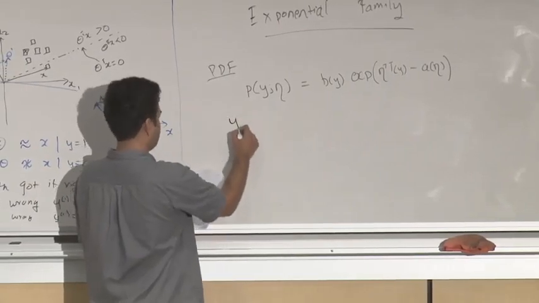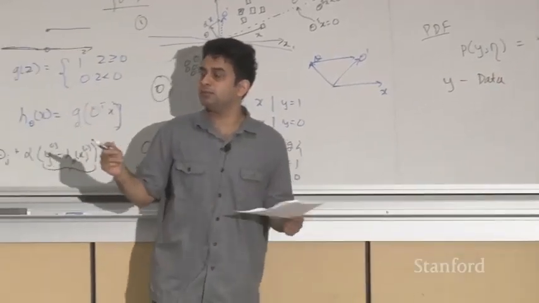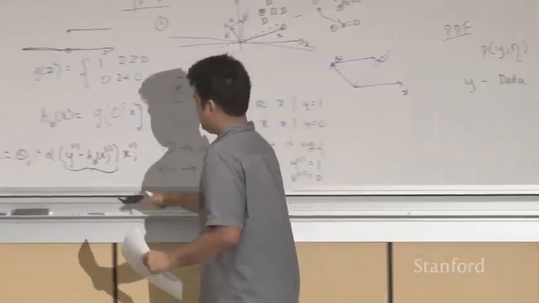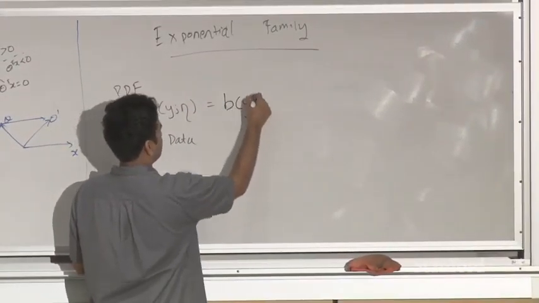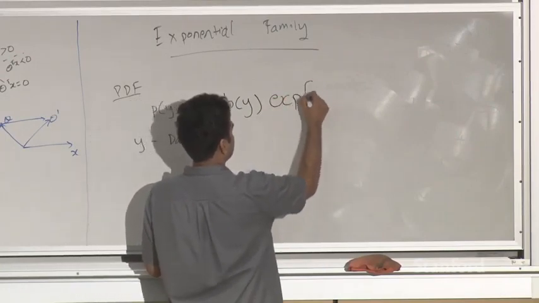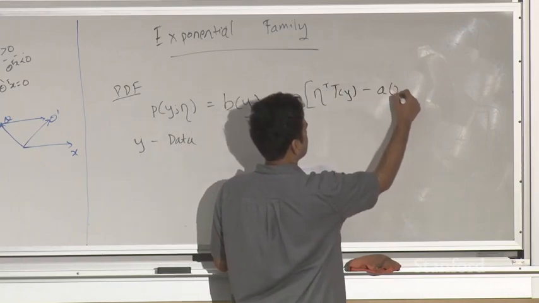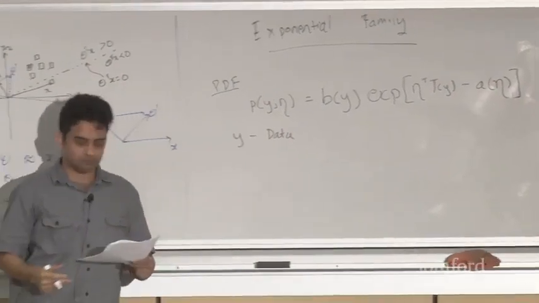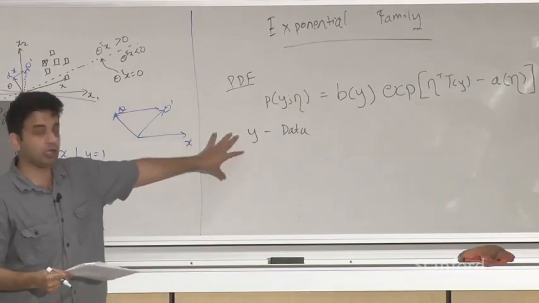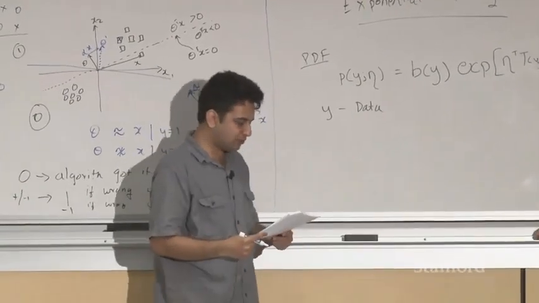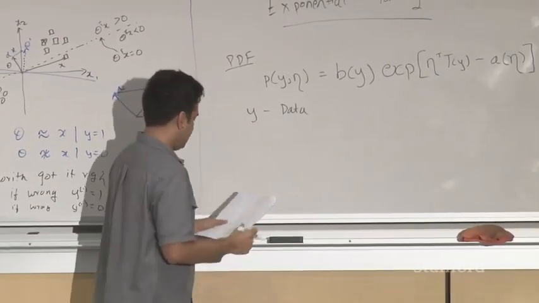So Y over here is the data. And there's a reason why we call it Y and not X, and that's because we're going to use exponential families to model the output of your data, in a supervised learning setting, and we're going to see X when we move on to GLMs. Until then, we're just going to deal with Y's for now. So Y is the data.